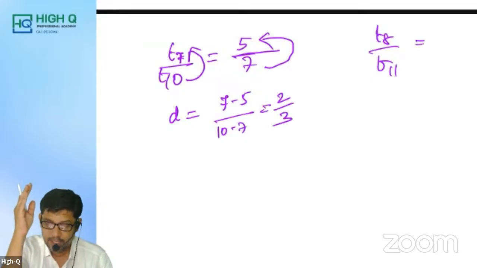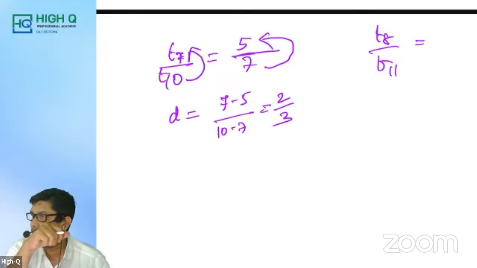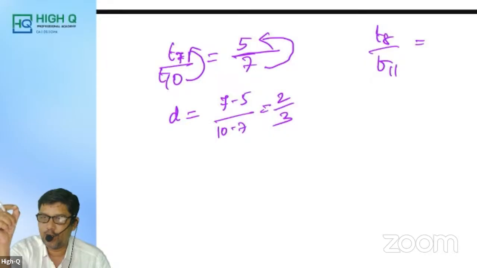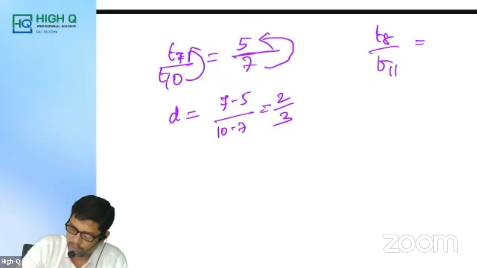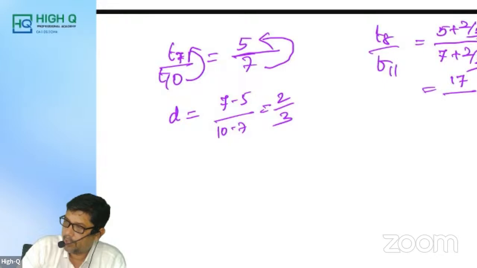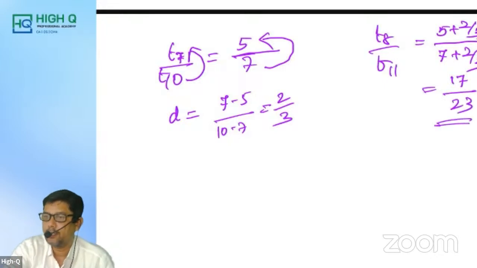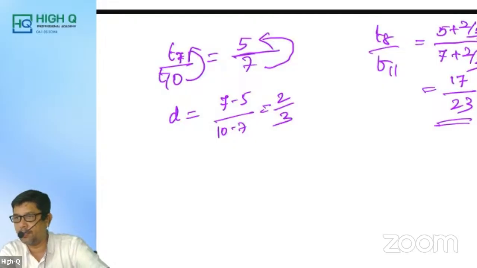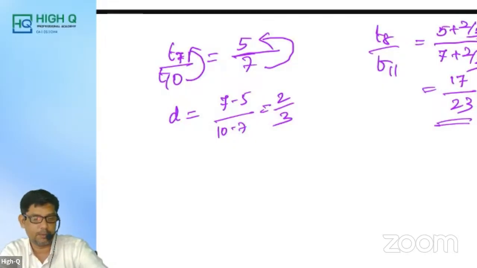So, the 7th term you know. I want the 8th term. How will you find the 8th term? If I add the common difference to the 7th term, you will get the 8th term. So, what are you going to get, my dear? 5 plus 2 by 3. Next one is 7 plus 2 by 3. That is 17 by 3 plus 23 by 3. The 3 gets cancelled. What exactly are you going to get, my dear? 17 by 23. That's it. As simple as it is. Okay, this trick you remember. How to find out D, na? This trick you need to remember.